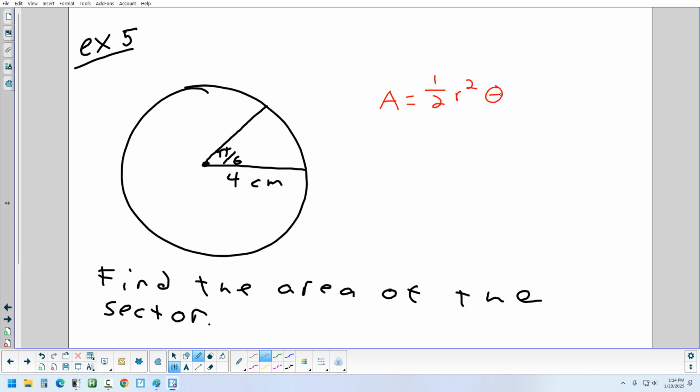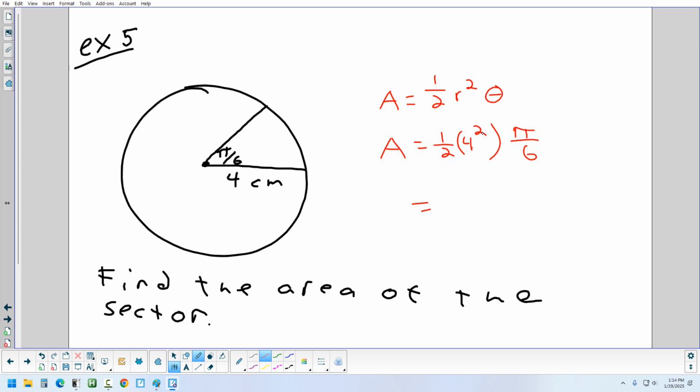All right. Did they give me the area? No, that's what they want me to find. So don't fill in for A. Did they give me the radius? Yes. How much? 4. Did they give me the angle? Yes. How much? Pi over 6.